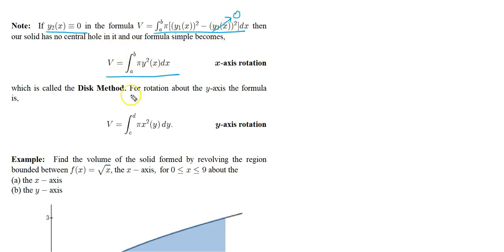And when this happens, we call this the disk method. So the disk method is just a special case of the washer method where the y2 is identically 0 everywhere. And if you have rotation around the y-axis, then your disk method just takes on this form. Remember, for rotation around the y-axis, you had x1 squared minus x2 squared. So if the x2 is identically 0, you end up with this formula, and that's the disk method for rotation around the y-axis. So let's take a look at this example.